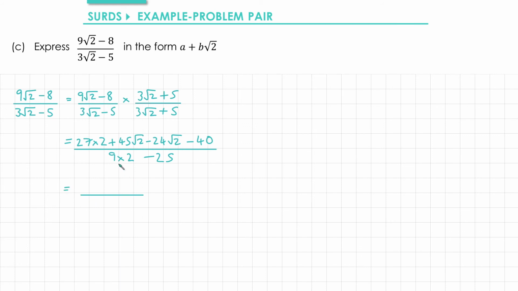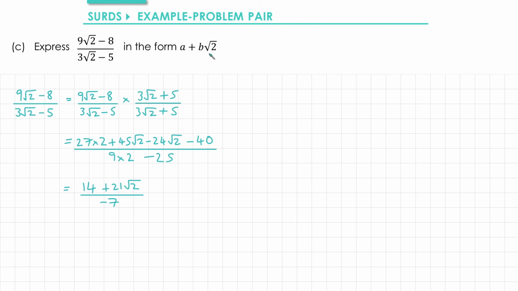On the bottom, we've got 18 minus 25, which is negative 7. And on the top, 27 times 2 is 54. Minus the 40 is 14. 45 root 2 minus 24 root 2 is 21 root 2. And let's have a look at these.